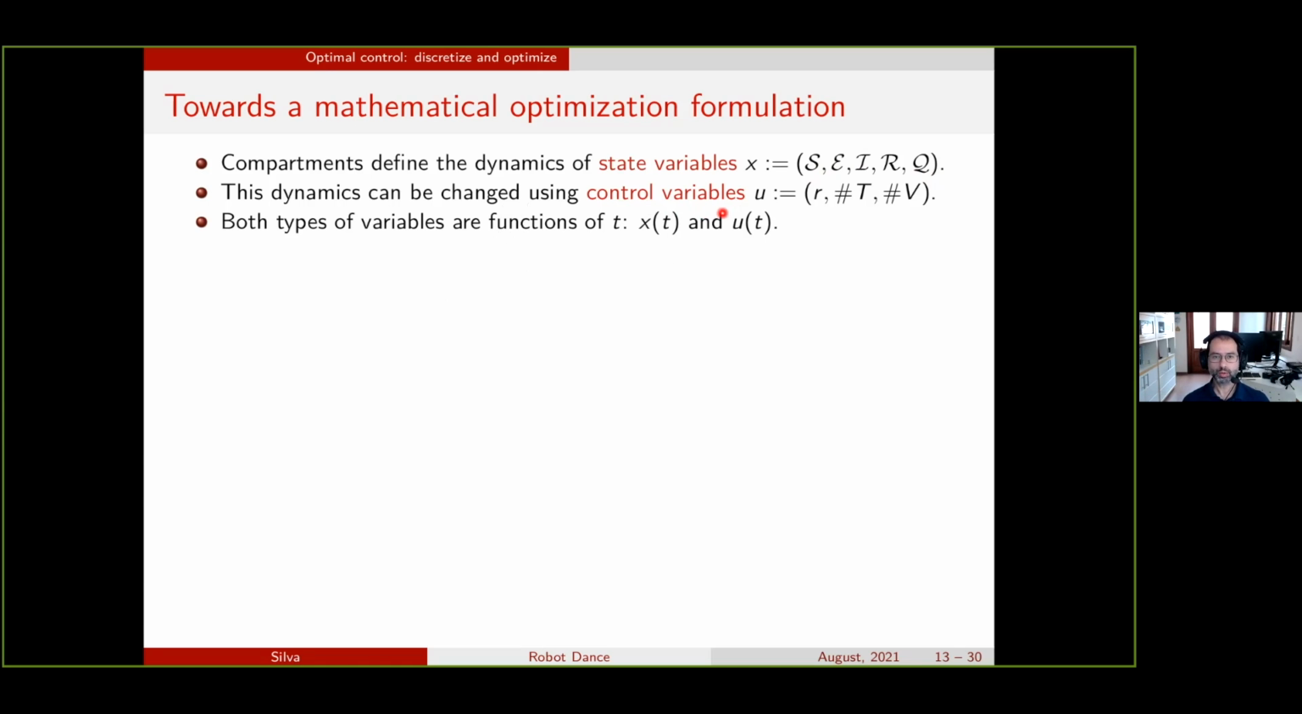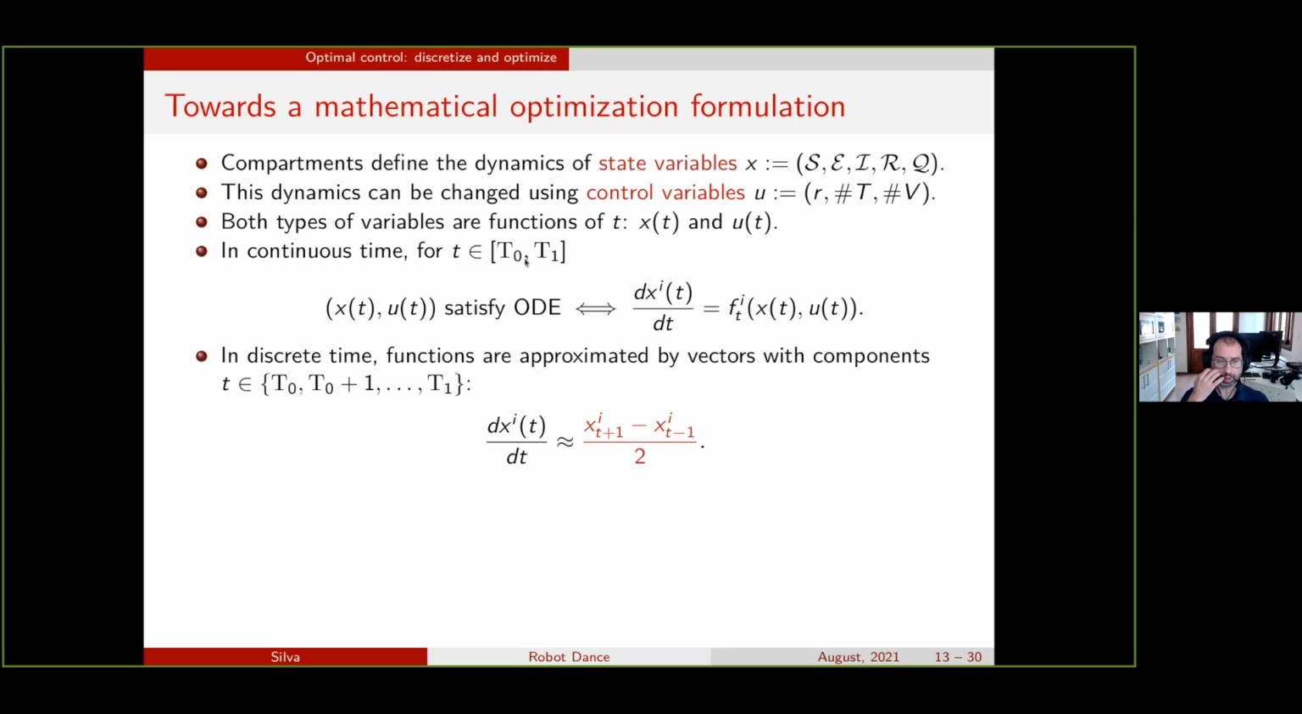And you also have control variables, which might be the R0, which is not R0 anymore. It's not a basal number, but it's a number that you change every day, or you can try to change every day. The number of tests we're going to use if you're considering the testing case, and the number of vaccines for first and second dose that you're going to use if you're trying to understand the vaccination dynamics. And you assume here that both variables are functions of time. And what you need to find are solutions x(t), u(t) that satisfy the differential equations that come from the model.